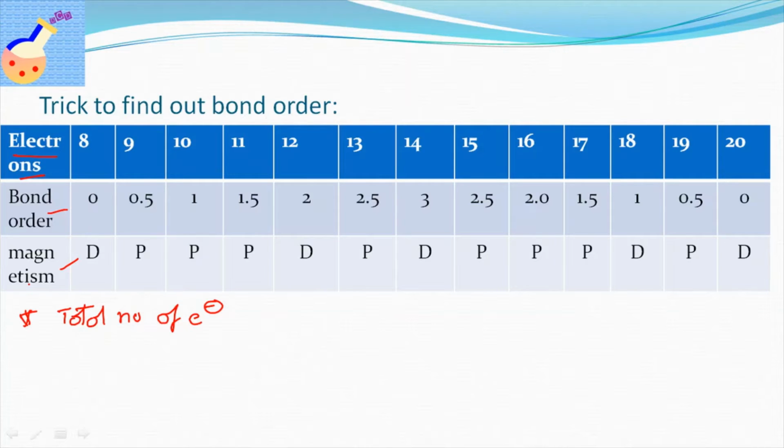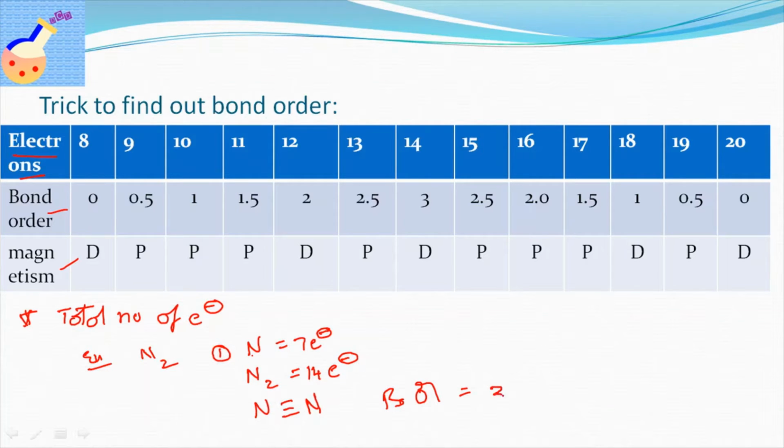It is very simple to remember the table. I'll explain how. Let me take an example first, that is nitrogen molecule. Nitrogen molecule having how many atoms, how many electrons? One nitrogen is having 7 electrons. Two nitrogen atoms are having 14 electrons, right? You know that nitrogen is triple bonded with nitrogen. So the bond order of nitrogen molecule is 3. Why? Because there is a triple bond. What do you mean by bond order? Bond order is nothing but number of bonds between the atoms. Got it? So if 14 electrons are there in a system, the bond order is 3.